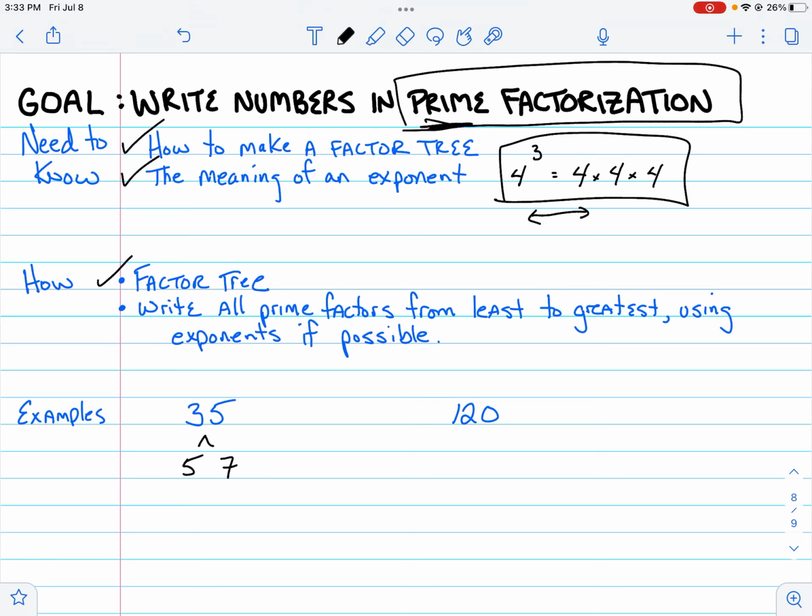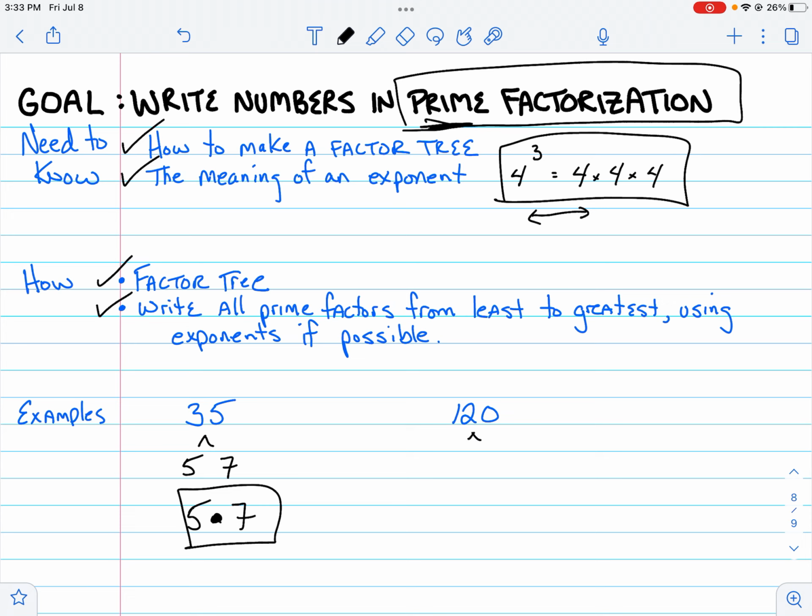That's the word prime. In this case, let's go ahead and now write all prime factors from least to greatest using exponents. There's no reason to write exponents because I don't have an extra 5 or 7. 5 is already smaller than 7, so they're already naturally in order. So here is my answer. And if your math teacher doesn't like X's but they like dots, then give them a dot. That's perfectly okay as well.